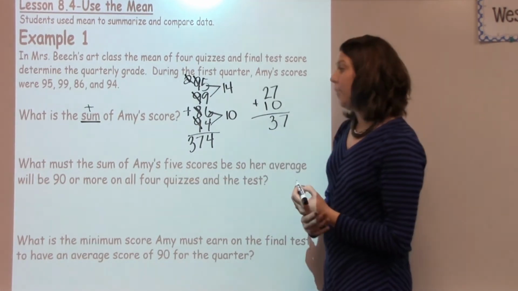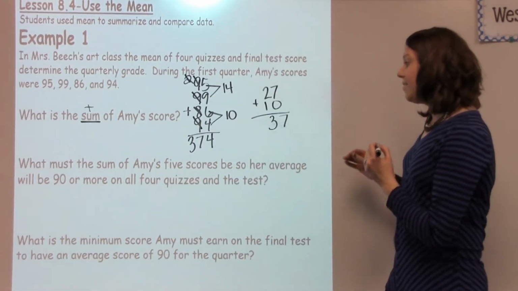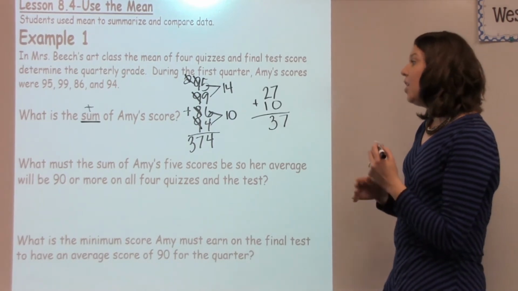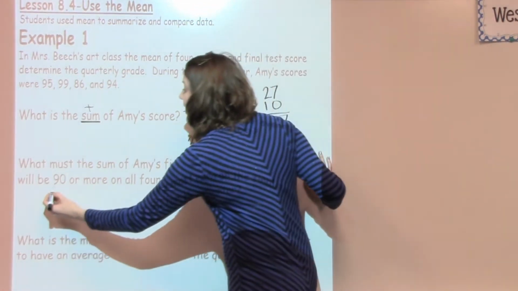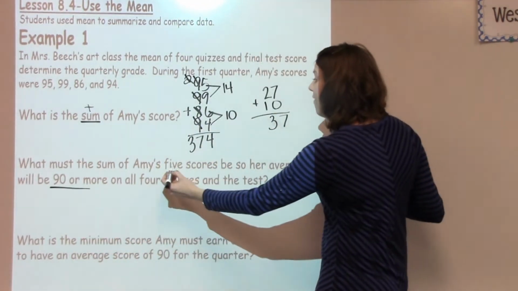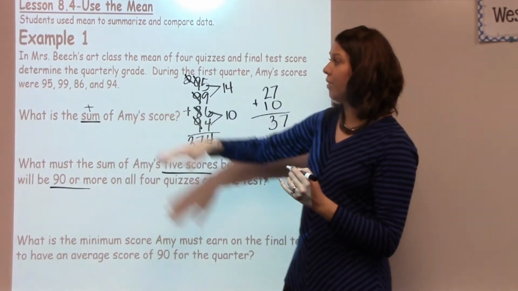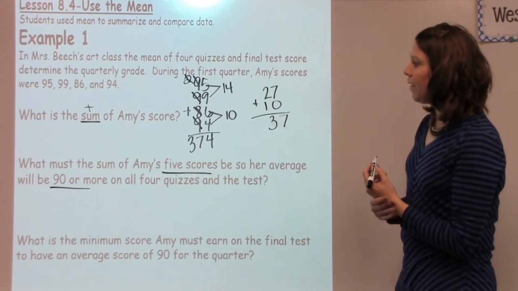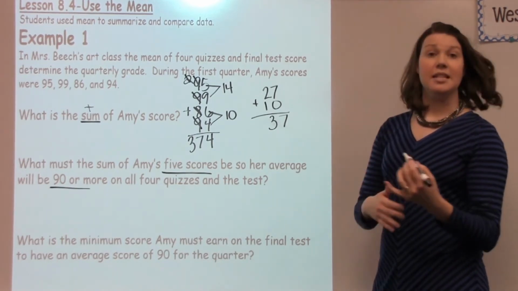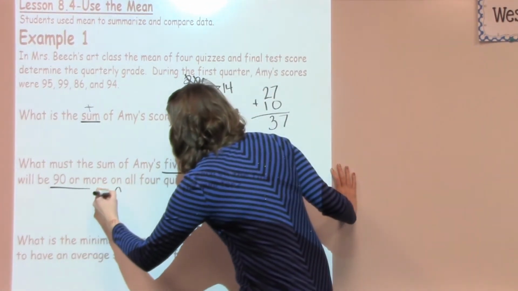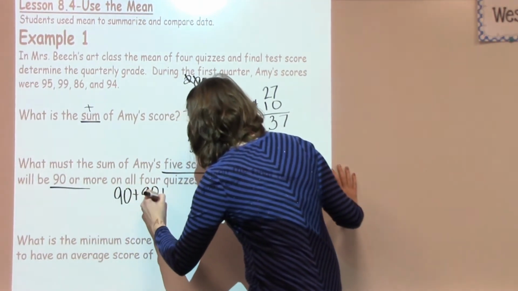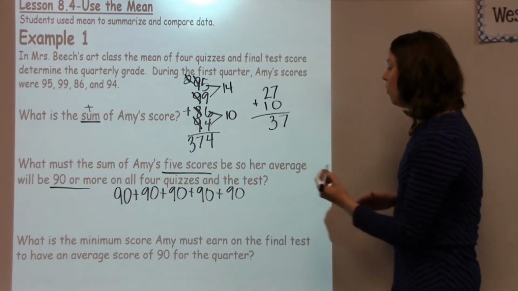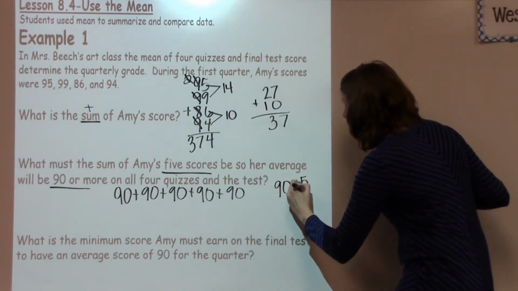Moving on to the second part of our question, it says, what must the sum of Amy's 5 scores be so her average will be 90 or more on all 4 quizzes and the test? So what we're looking for is we want her score to be 90 or more on the 5 total scores that she needs during her quarter, which are her 4 quizzes and her final test. So when I think about this, I need to think that Amy needs to have a 90 on all 5 of those tests. So that's like saying 90 plus 90 plus 90 plus 90 plus 90, or 90 times 5.